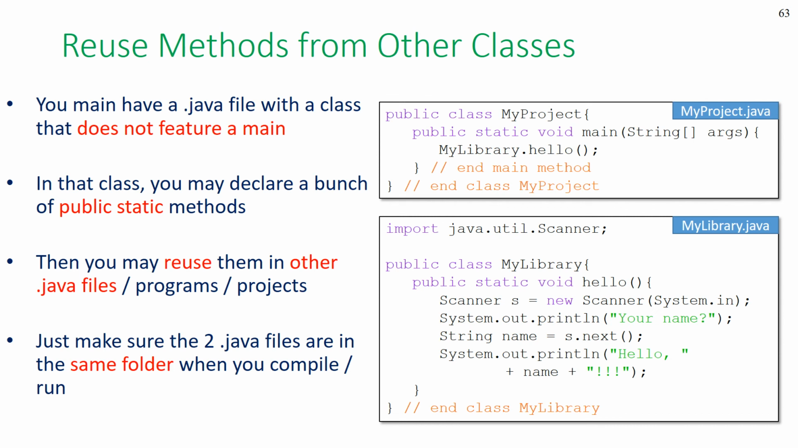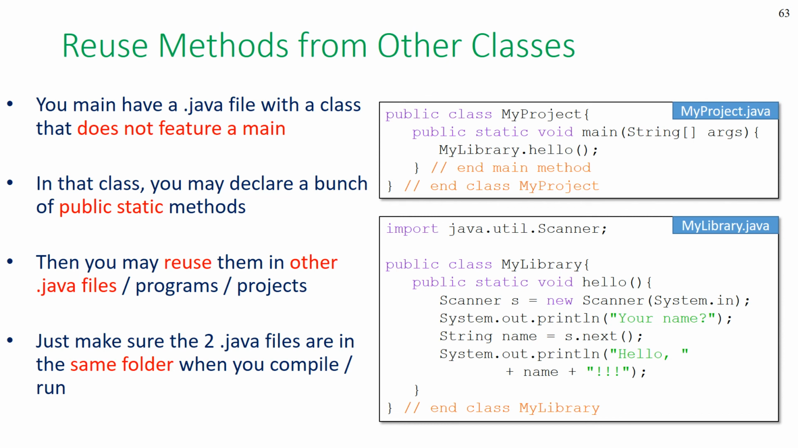And as long as those two things are in the same folder, I can compile this, then I can compile this, and then I can run the top one. But I cannot run the bottom one. You see why? The bottom one doesn't have a main. So we are learning to write classes that do not have a main. Those classes are not meant to be executed directly. They are meant to provide methods that other programmers, or yourself, can call from another Java file.